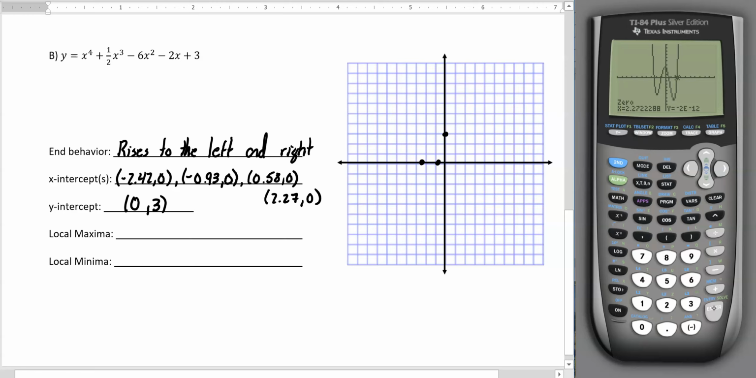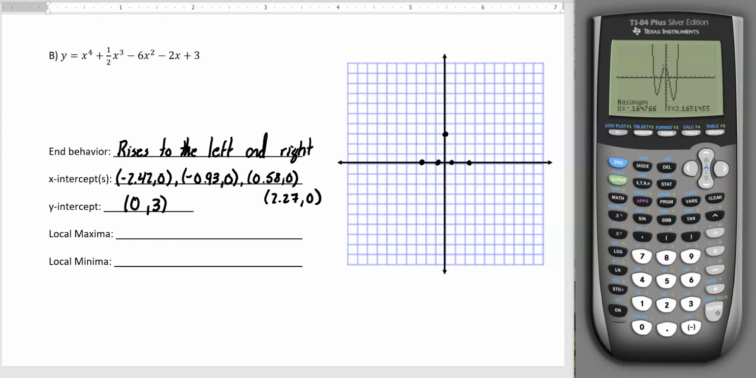I need to graph those. 0.58 would be right about there. 2.27 right about there. Okay. So now we have 2 minima and 1 maxima. So let's calculate our maximum first here. Go to the left of what we think to be the highest point, and the right of our highest point here.